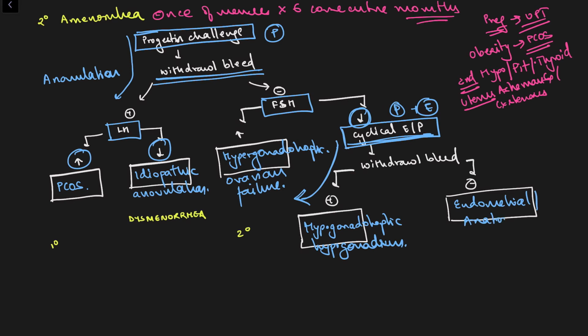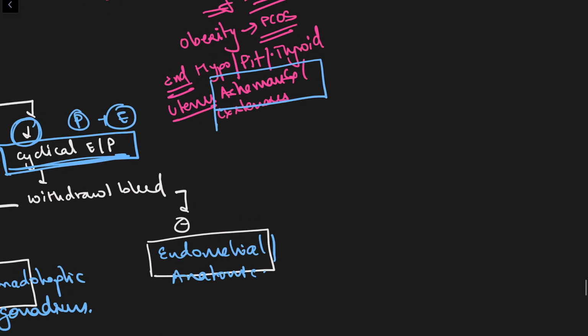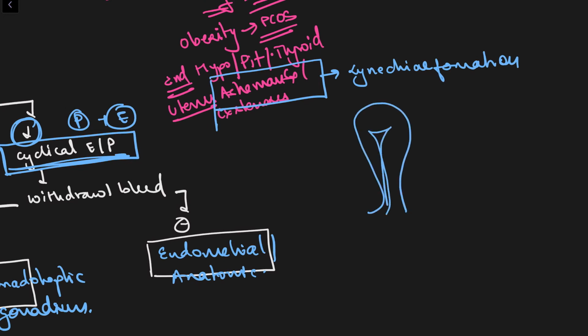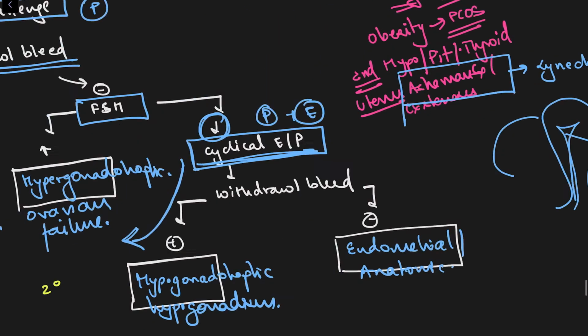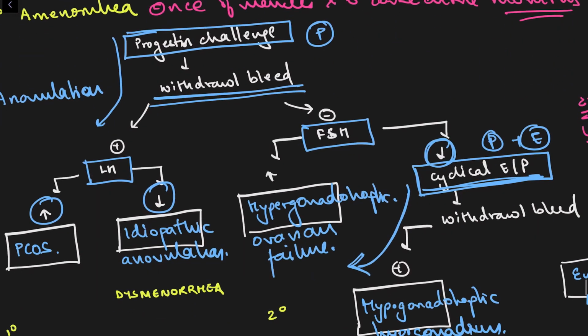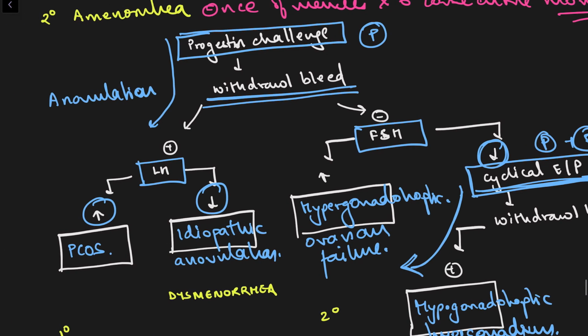Asherman syndrome, let's discuss it here only. What happens in Asherman syndrome is that there is synechia formation. If this is the uterus, suppose some procedure was done like a D&C, this will lead to formation of synechia, and this is known as Asherman syndrome, a common cause of secondary amenorrhea. Remember, Kallmann syndrome is associated with primary amenorrhea, and Asherman syndrome is associated with secondary amenorrhea.